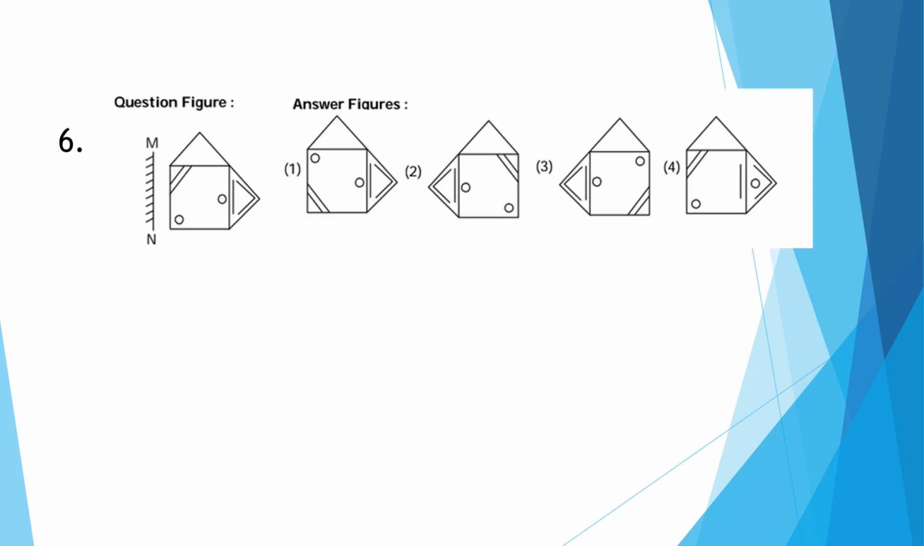Next, find out the mirror image of this. See, the mirror is here. Find out the mirror image of this diagram. The question figure is on the right side, and we find the answer figure on the left side. So the diagram is changing from this direction to this direction.